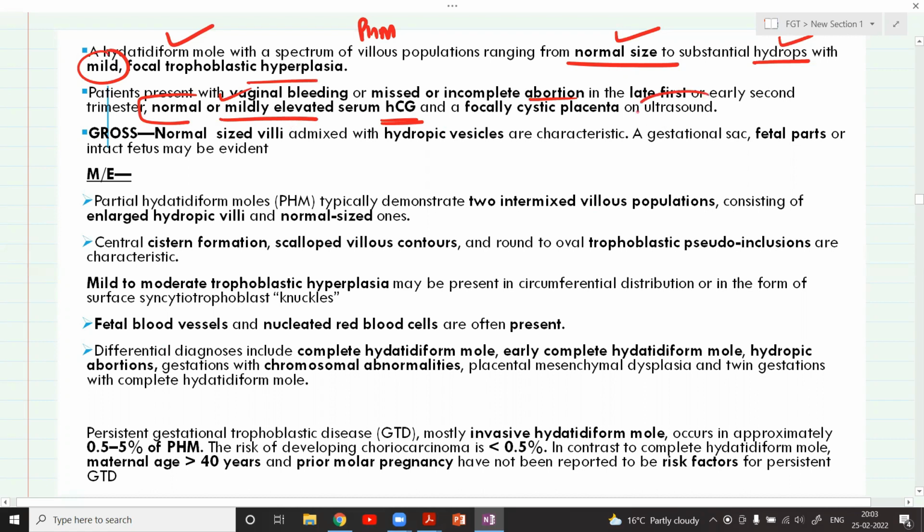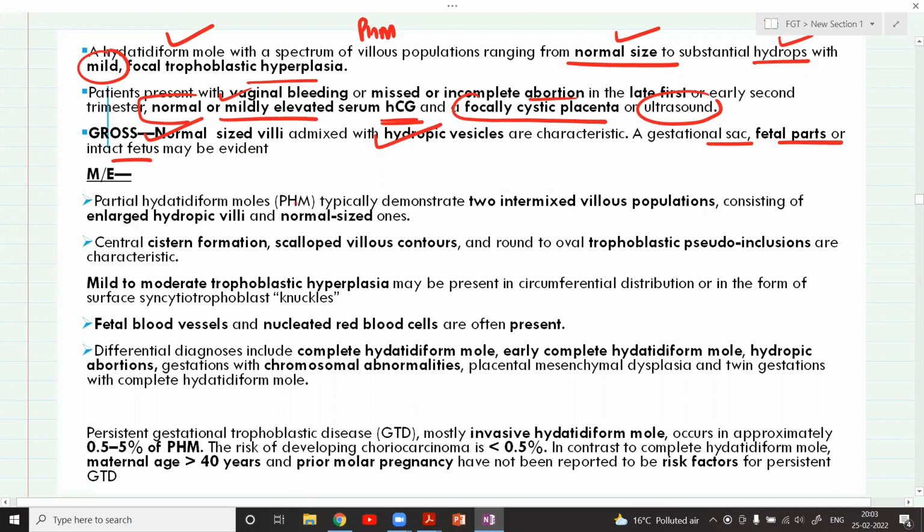In the ultrasonography, there was a snowstorm appearance in complete mole, but over here we see a focally cystic placenta. Grossly, in complete mole you will see diffuse hydropic vesicles, but over here you will find both normal sized villi along with hydropic villi. And very importantly, we discussed that in complete mole no gestational sac or fetal parts are present. But over here, we might appreciate a gestational sac or fetal parts, or even an intact fetus in case of a partial mole.